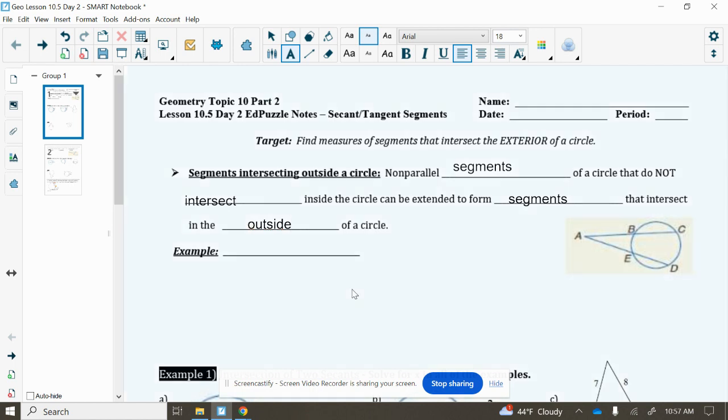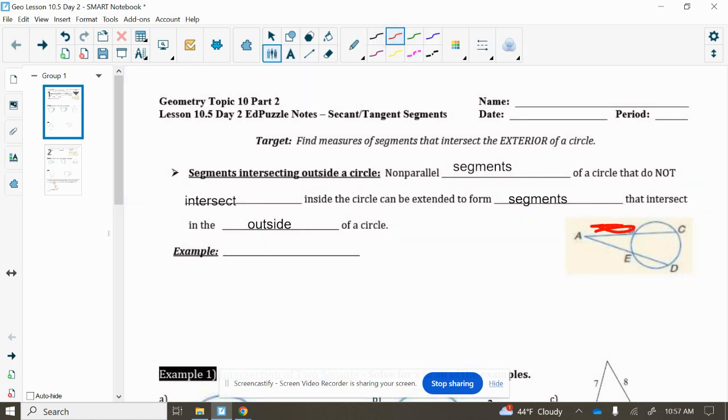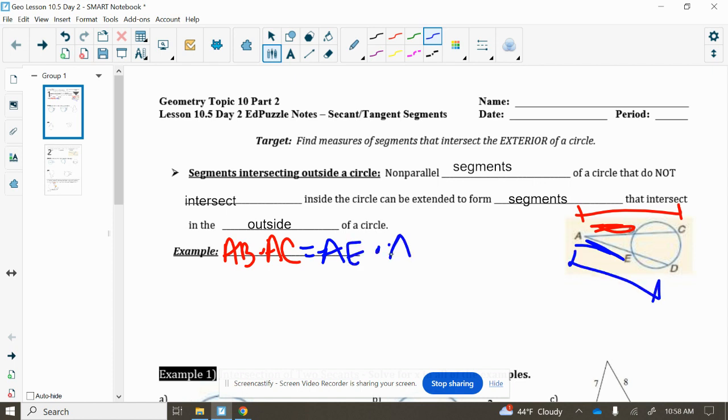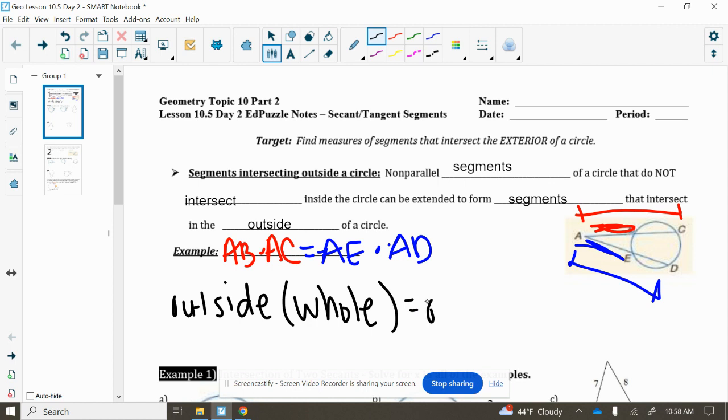So if we look at this picture here, we see the sides AB, okay, that segment. If we multiply that by the whole piece AC, it's going to actually equal the outside piece here, AE, and then times the whole piece on that side, AD. So a lot of times what we like to say is the outside piece times the whole thing on one side will equal the outside piece times the whole thing on the other side.